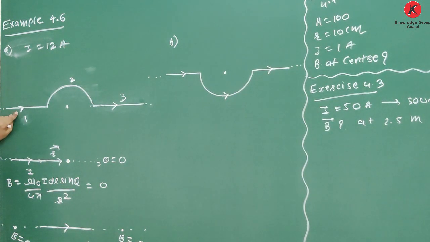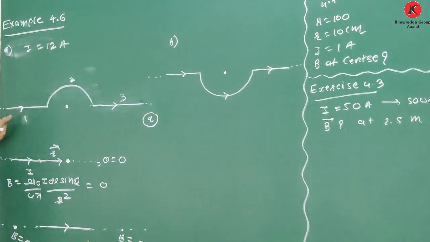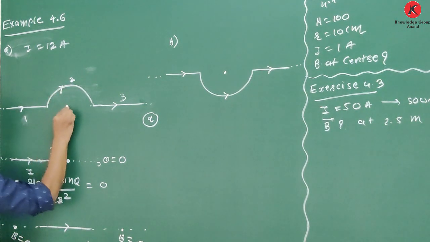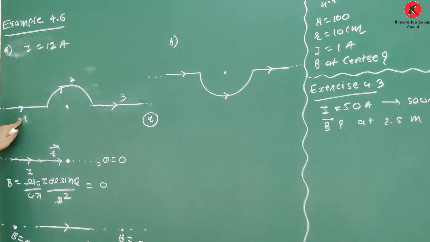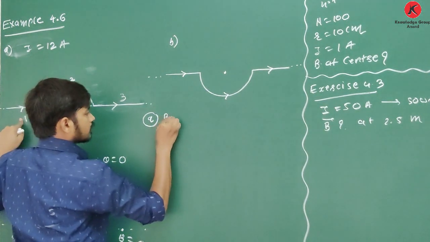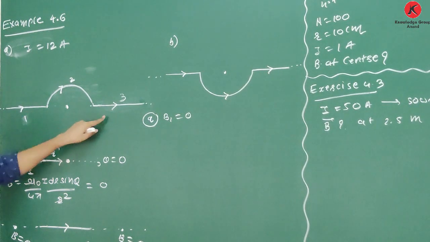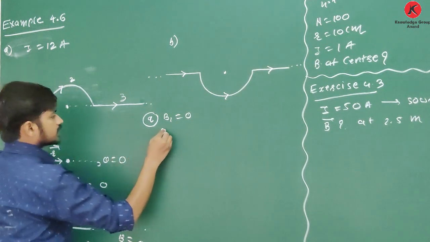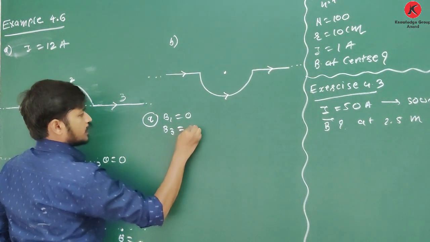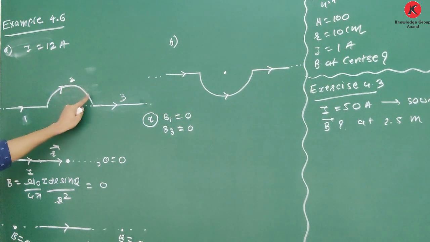Now, for question number 8, see, here it is. This straight wire. This point lies on the axis of this first wire. Then the magnetic field due to B1 is 0. Yes or no? Similarly, current is flowing in this direction, and this point is on an axis. Then B3 is equal to 0. Here the magnetic field is due to only this circular part.